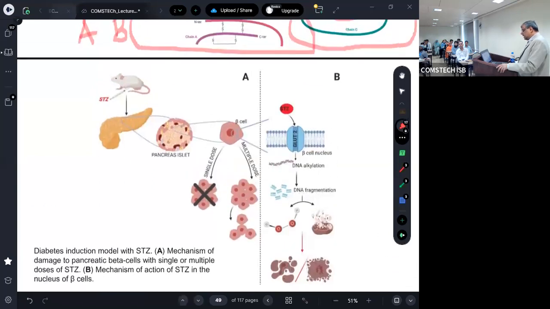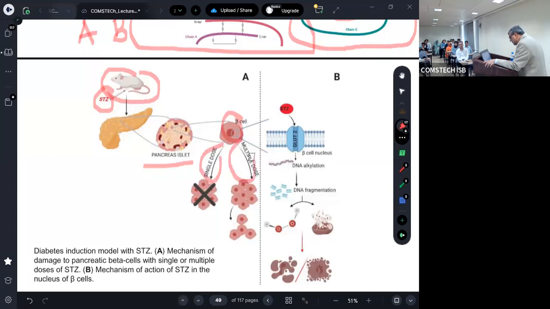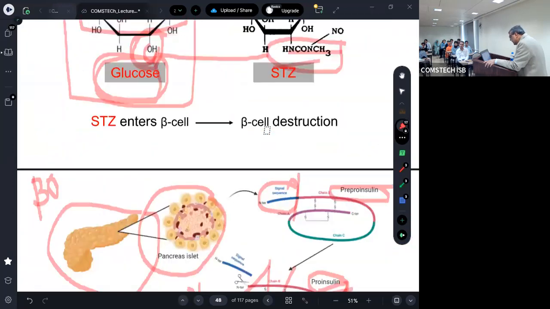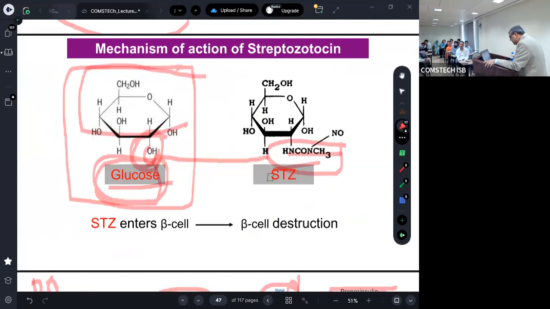Now see these images. This is the rat. You're giving streptozotocin, right? What happens? This is the pancreatic islets. This is the beta cell. Sometimes a single dose or multiple doses. What happens here? As I told you, see here, the glucose molecule. Normally, what is the main purpose of glucose? Energy production by glycolysis.